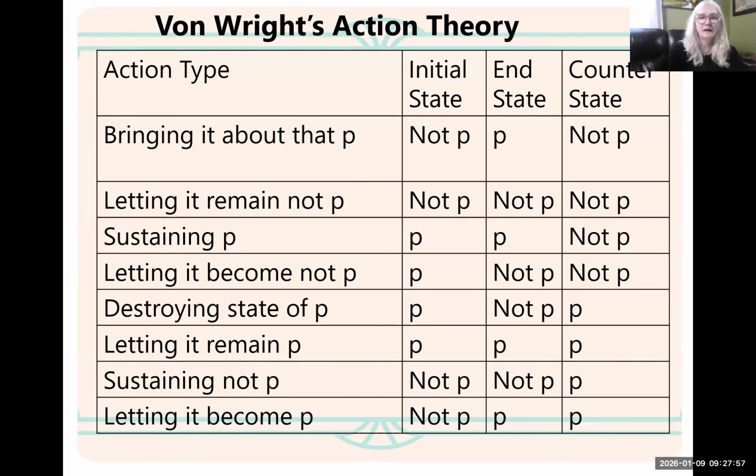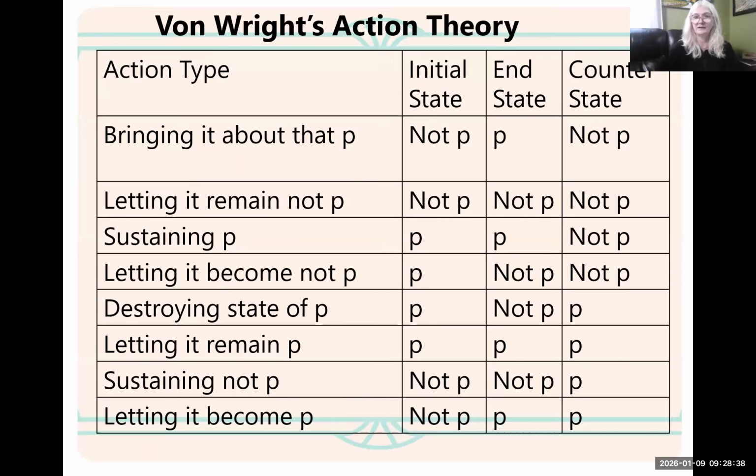Here we go. So we're on letting it remain not P. Okay. So let's say that you haven't done your homework and you don't do your homework. You're letting it remain the case of not doing the homework. For sustaining P, we can imagine just paying monthly bills. This keeps P in existence. That's what sustaining is. You could let it become not P. So for example, if you choose not to pay your bills, then your lights might go from on to off. That's right, letting it become not the case.